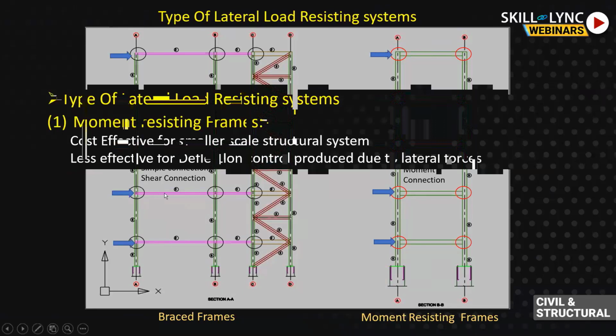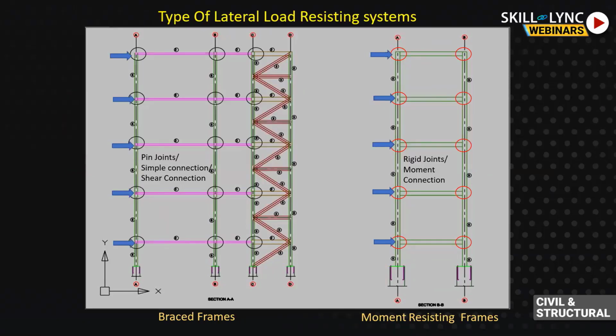As we discussed, in the brace frame, all joints, which are shown here in circles, are pin jointed. That is a theoretical word, what we have learned, a pin joint. But in industry, we use this as a simple connection or shear connection. The connections of these columns and beams, circled here in the diagram, are mainly designed to transfer only the vertical and axial loads. There is no capacity to transfer moment from beam to column, and hence it is known as a simple connection or a shear connection.